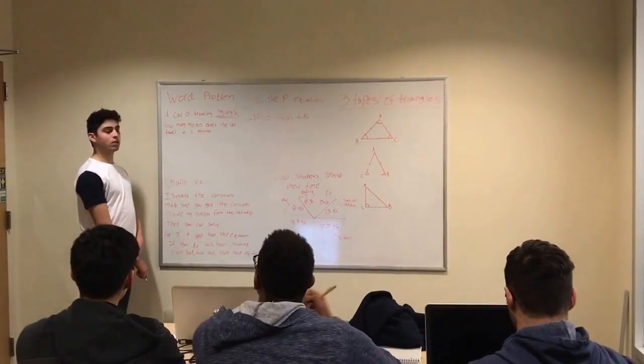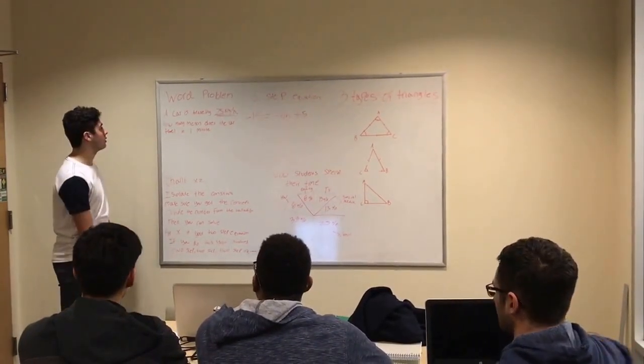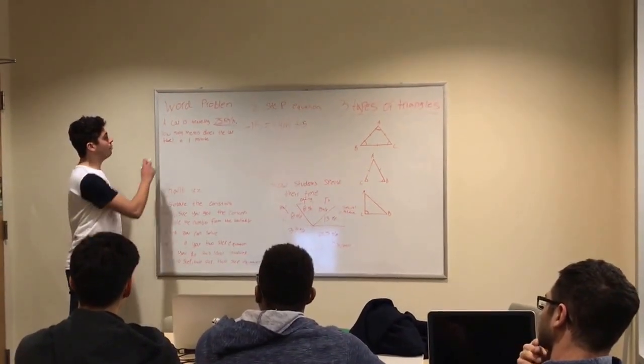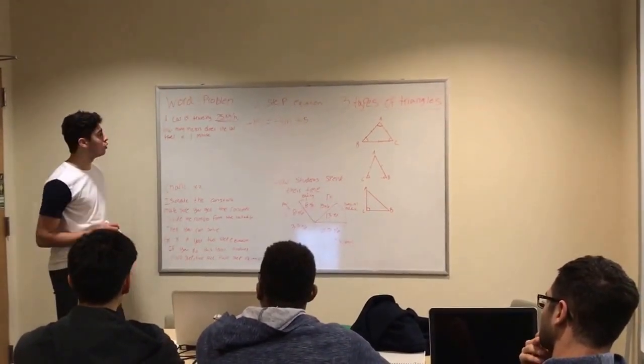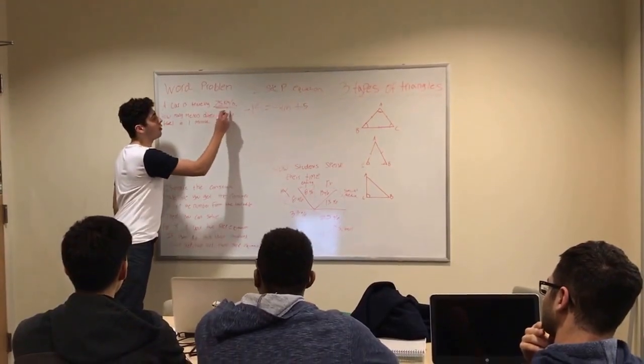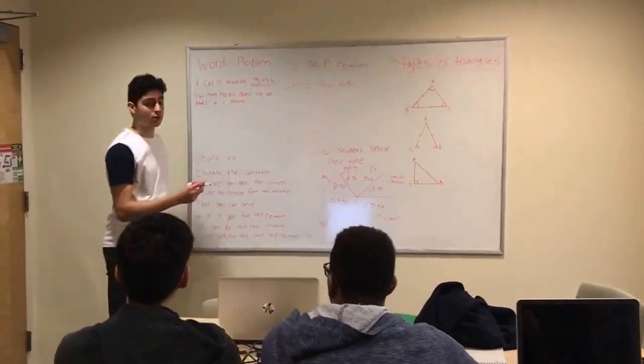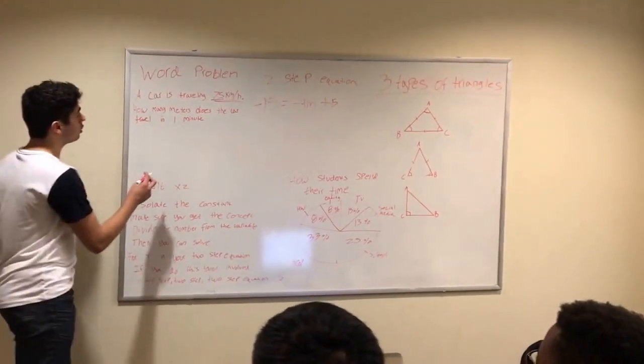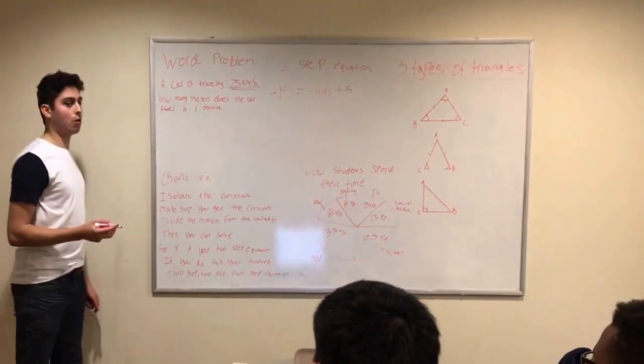So we're going to start our lesson with a word problem. A car is traveling 75 kilometers per hour. How many meters does the car travel in 1 minute? What we're first going to do is convert 75 kilometers into 75,000 meters because 1 kilometer equals 1,000 meters. And we're going to convert the 60 minutes into 1 hour.